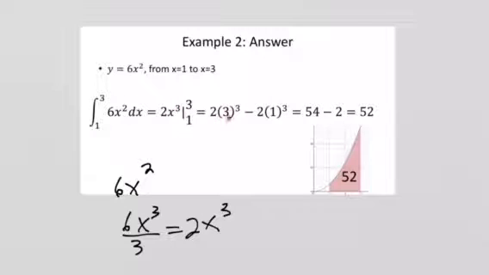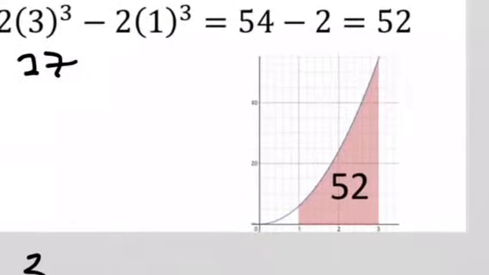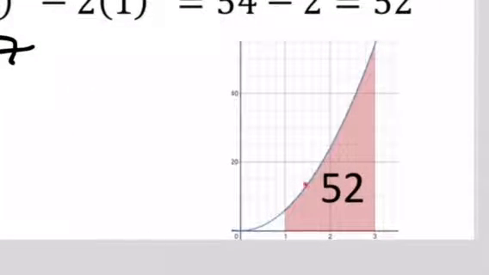So we have 2 times 3 cubed minus 2 times 1 cubed. 3 cubed is 27. So we have 2 times 27 is 54. Minus 2 is 52. Here's our geometric representation, or just our graphical representation. So we have the graph of 6x squared, and the area under the graph from 1 to 3 is going to be 52 square units.